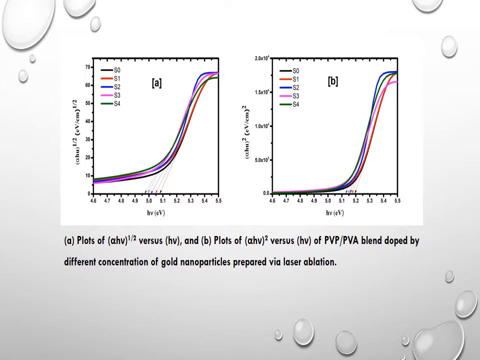And in this case, for the direct energy band gap, it decreased from 5.16 electron volt to reach, at the high concentration of gold nanoparticle, 5.14.